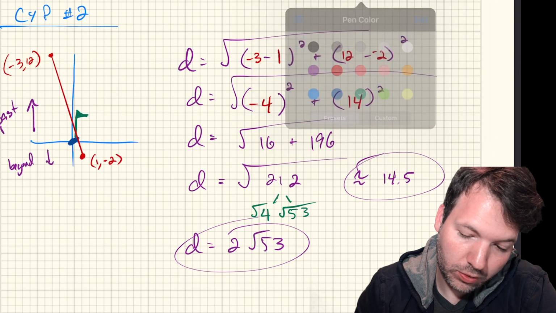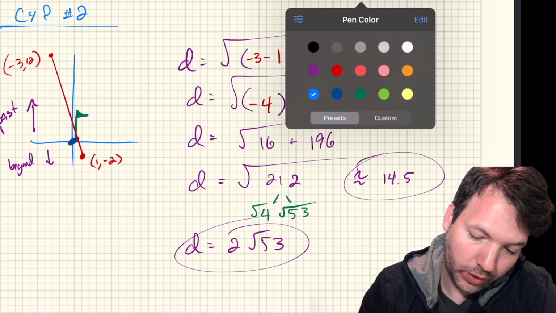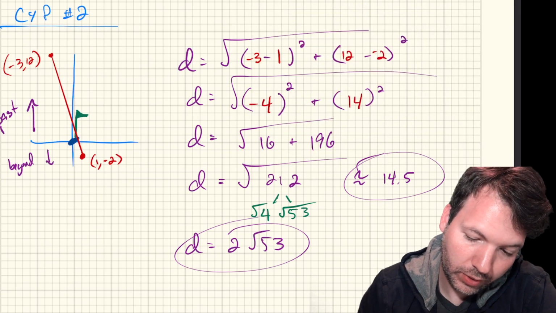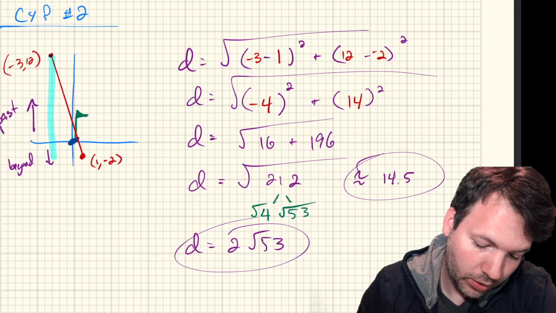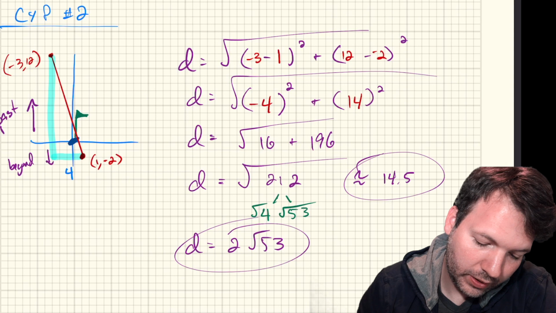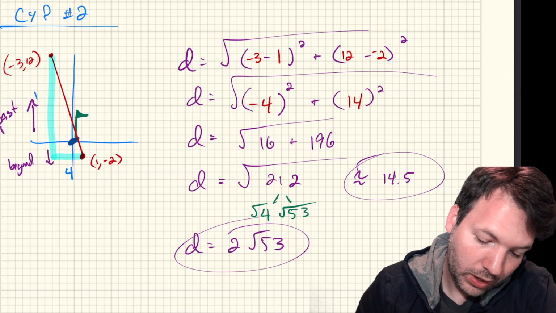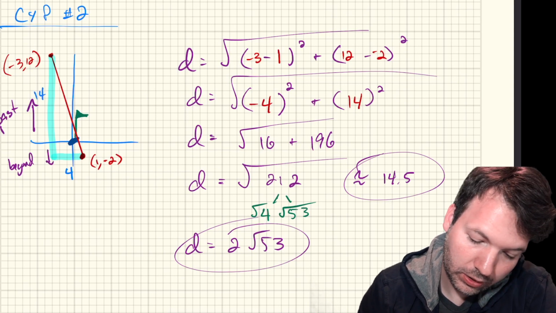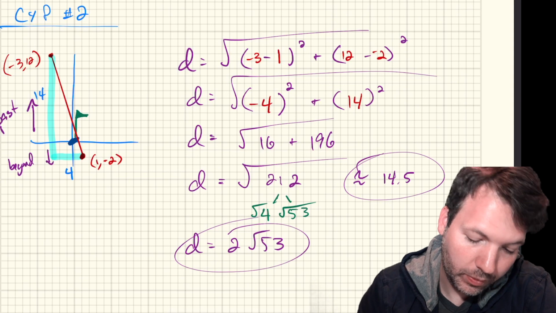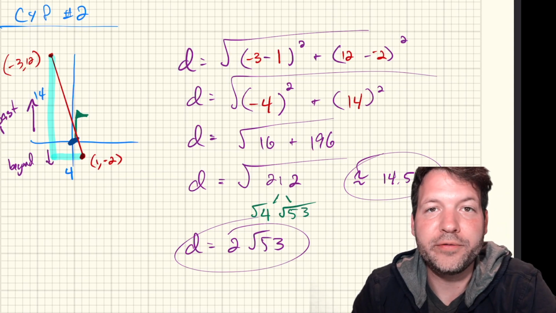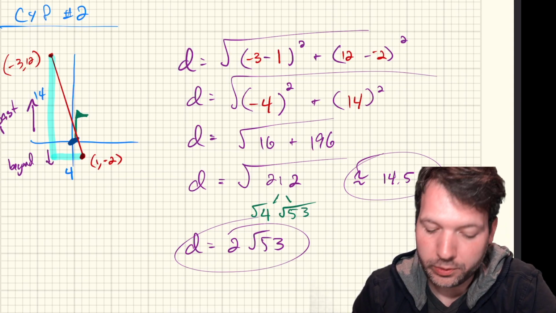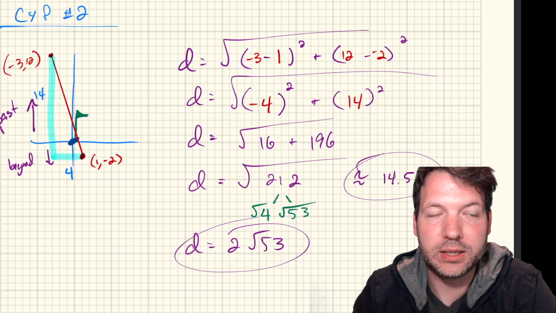Again, if need be, you could do this with a right triangle. Let's do some highlighter. From here all the way down and here all the way over, you can see, that's where the 4 comes from. And this is where the 14 comes from. So we're looking at a right triangle 4 by 14. A squared plus b squared equals c squared. You're going to get exactly the same answer.